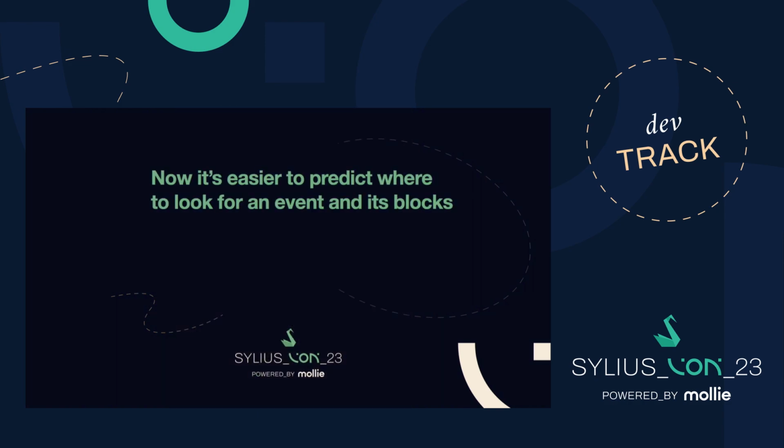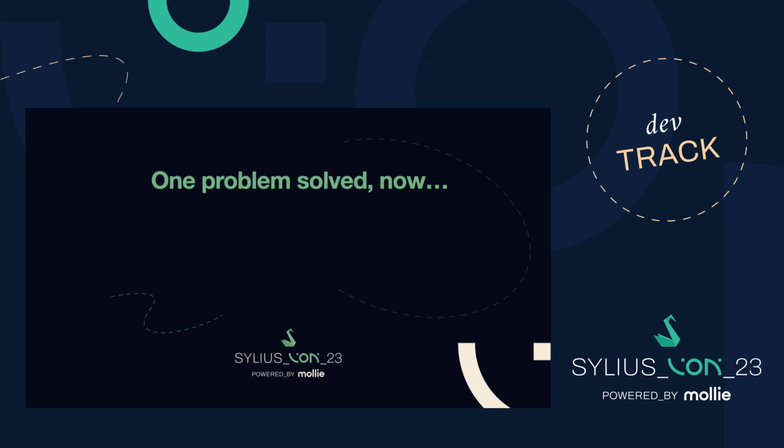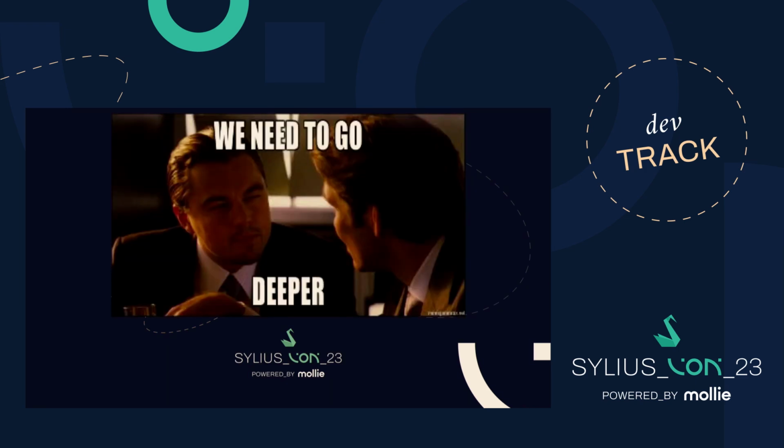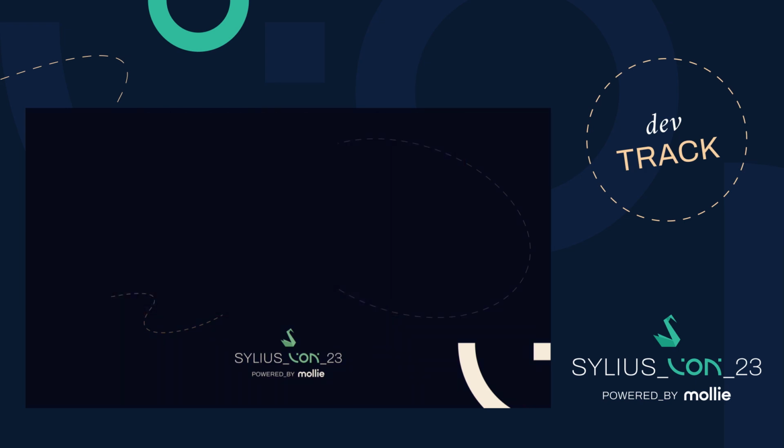And now, in my opinion, it's easier to predict where to look for an event and its blocks. I find an event name, I go to the directory, I see a directory with the same name as the Twig file, and boom, we have it. One problem we solved for now. But we need to go deeper.